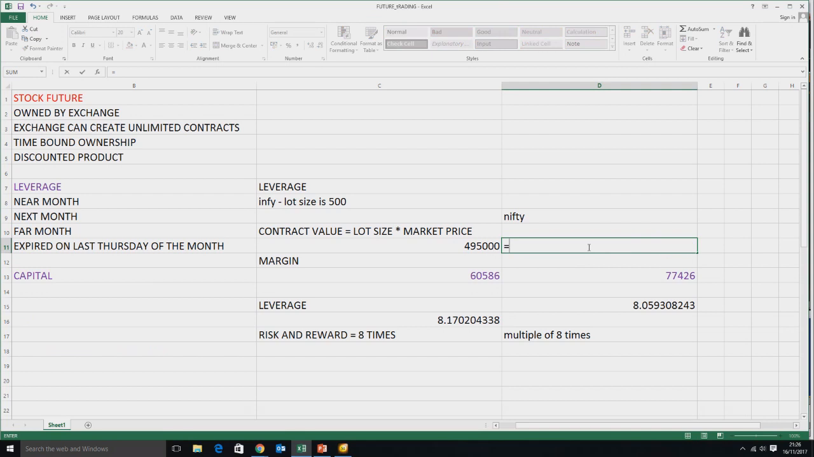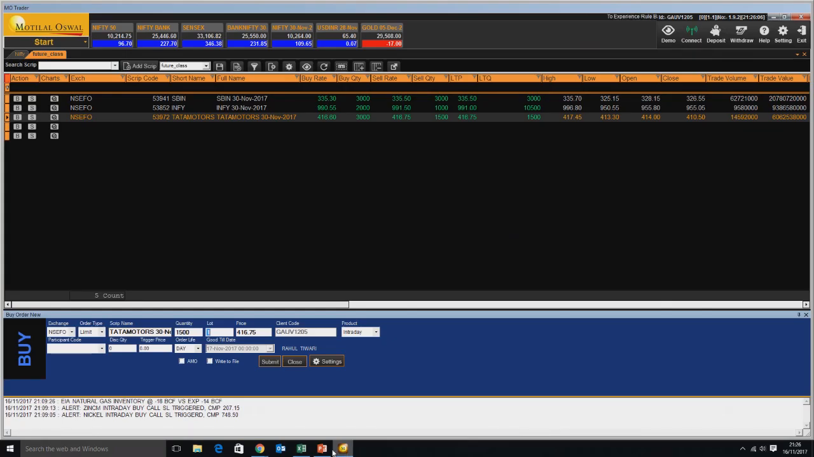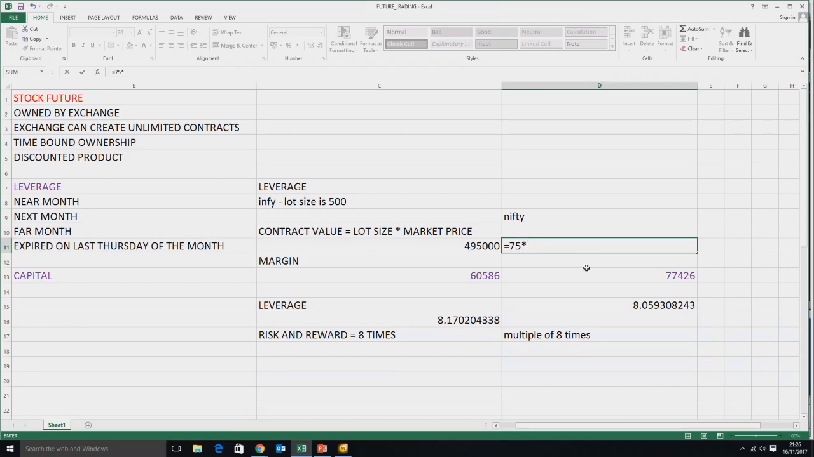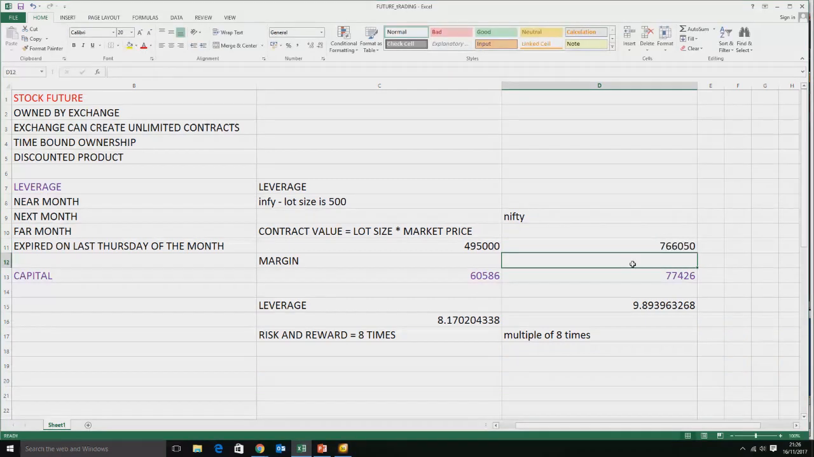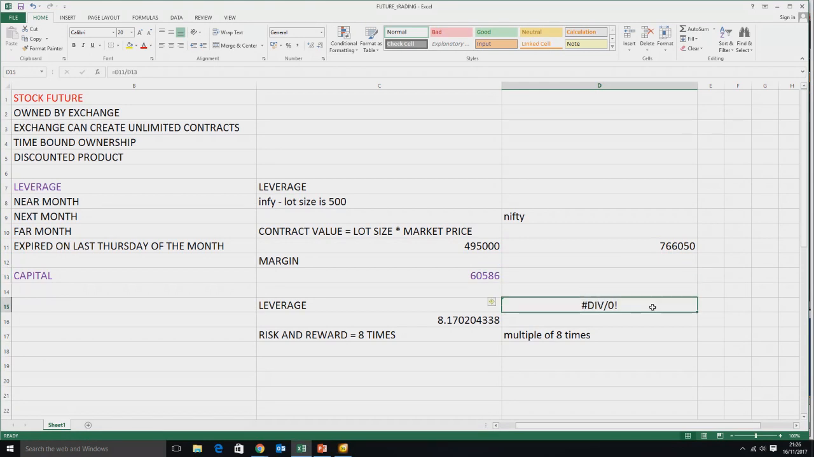right? Equal to 75 multiplied by 10,214, so 7,66,000. Now let's check what is the margin requirement to buy or sell one lot of Nifty.